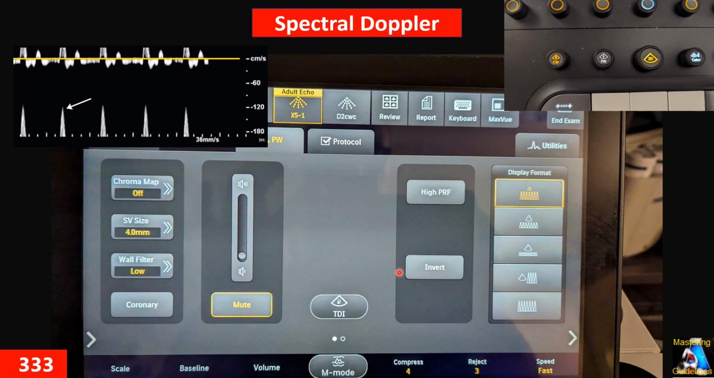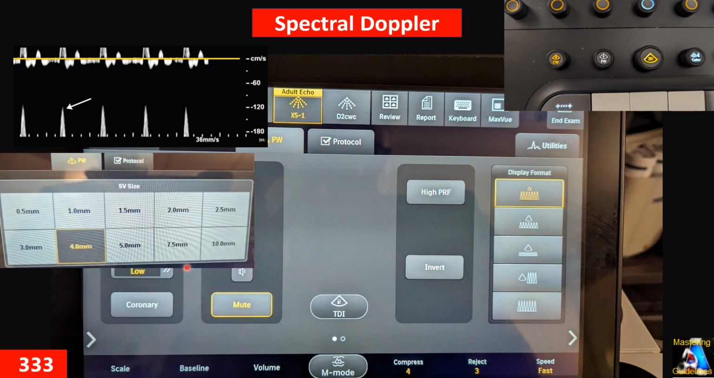The next one, as you can see here, we have a wall filter, sample volume. First, let's go to sample volume. We have different options. The size of the sample volume in echo, generally, will be between 2.5 to 4, but it depends on the area. For example, in the pulmonary vein that doesn't give us a very strong Doppler, we can increase it a little more. It gets more sensitive to get a Doppler.